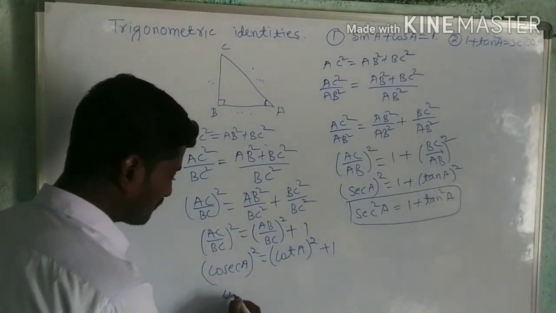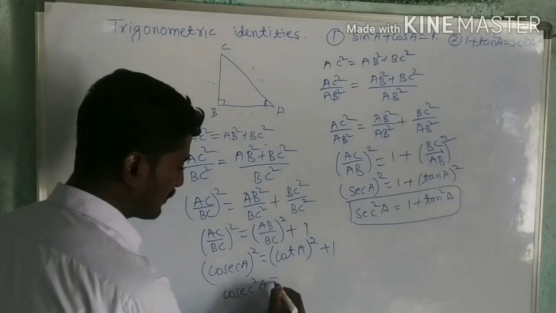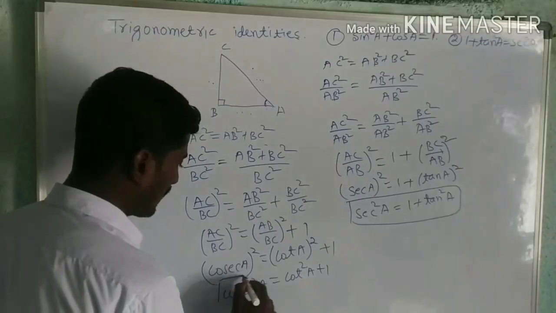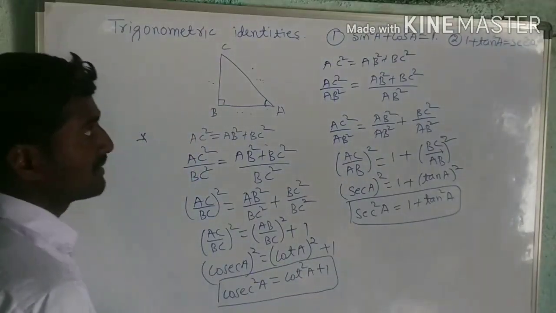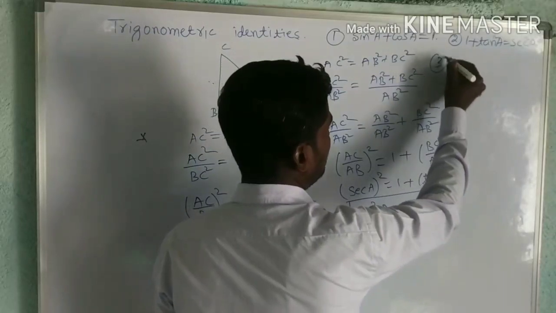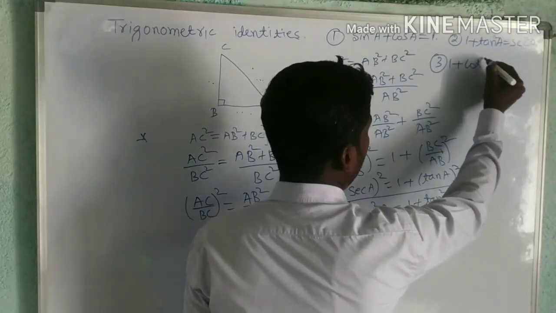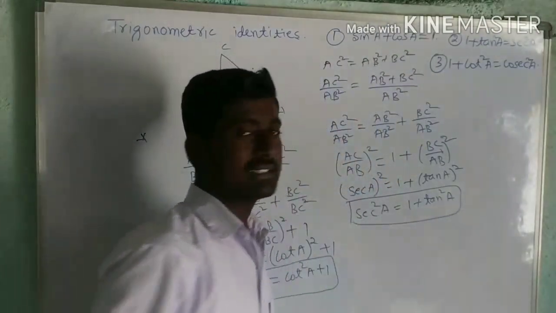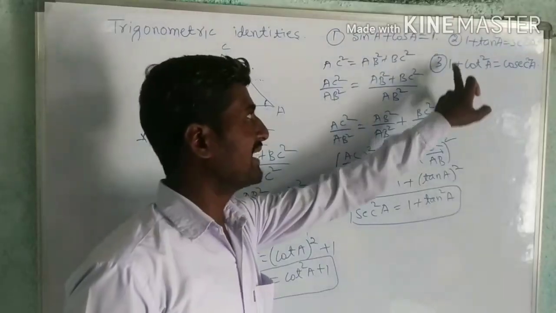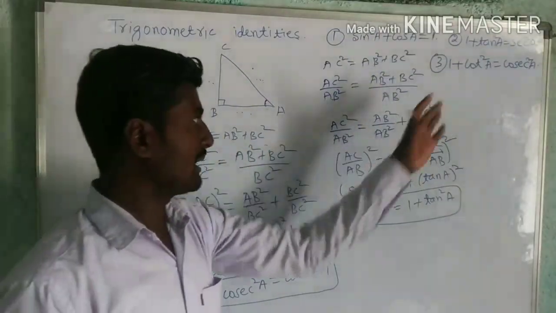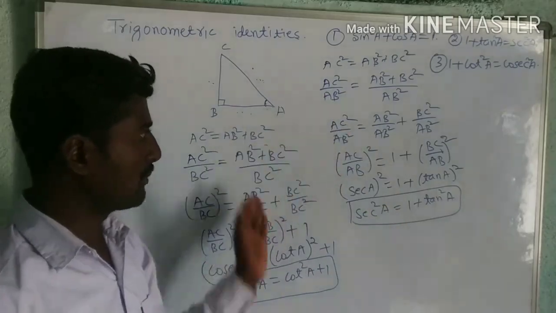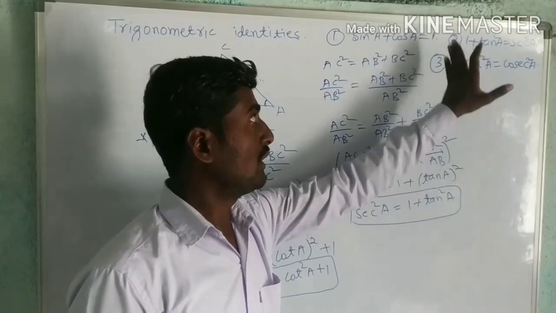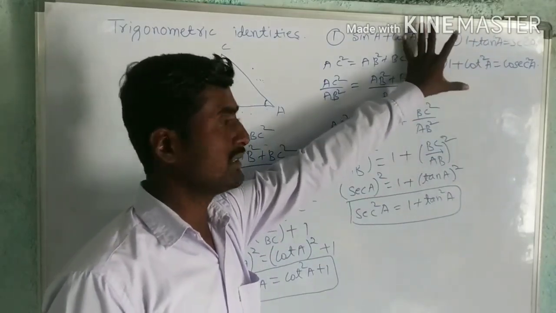Now this can be written as cosec square A is equal to cot square A plus 1. Again I got one more identity, the third identity: 1 plus cot square A is equal to cosec square A. These are the three formulae, three identities. You should remember this. How we get them is like this, so no need to worry about that, but we have to remember these formulas. Now let us solve some questions based on these formulas.